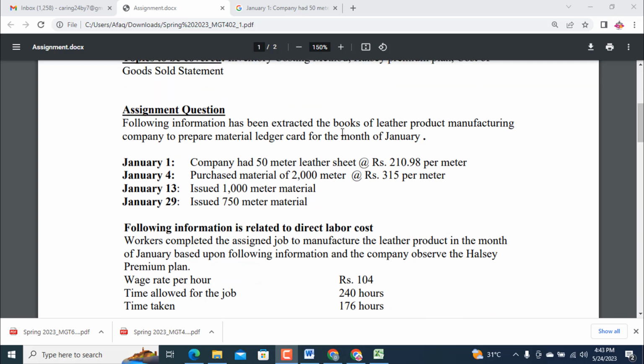Following information has been extracted from the books of a leather products manufacturing company to prepare a material ledger card for the month of January. On January 1st, the company had 50 meters of leather sheet at ₹10.98 per meter. This is your opening balance of the leather material. On 4th January, he purchased 2000 meters at ₹315 per meter, and on 13 January he issued 1000 meters of material, and on January 29 he again issued 750 meters of material.